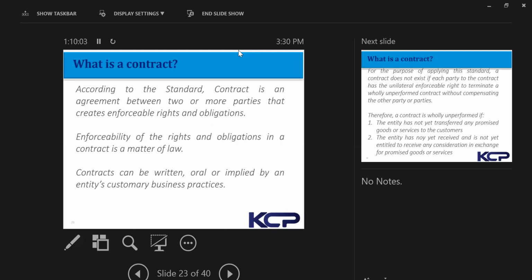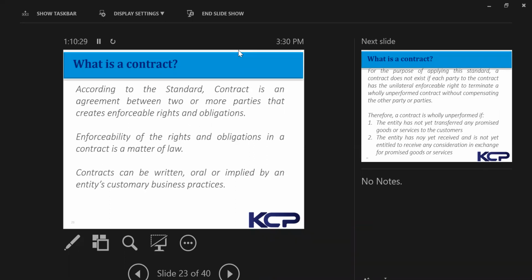Do you understand? So, enforceability of the rights and obligations in a contract is a matter of the law, not the standard. The standard does not say this is what is enforceable. It only draws your attention to this: if you are in Ghana, interpret that enforceability in the light of the Ghanaian constitution. Are you there?